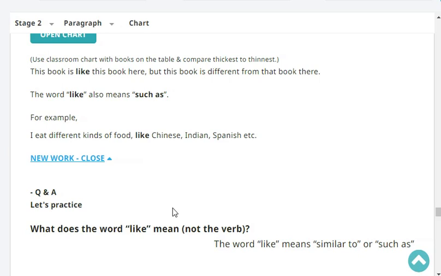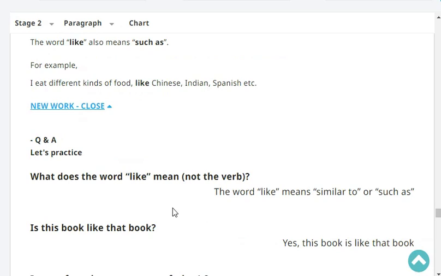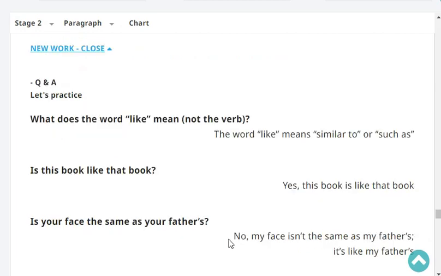Or we can say I eat different kinds of food, like Chinese, Indian, Spanish, Japanese, etc. Let's practice. What does the word like mean? The word like means similar to or such as. Very good.